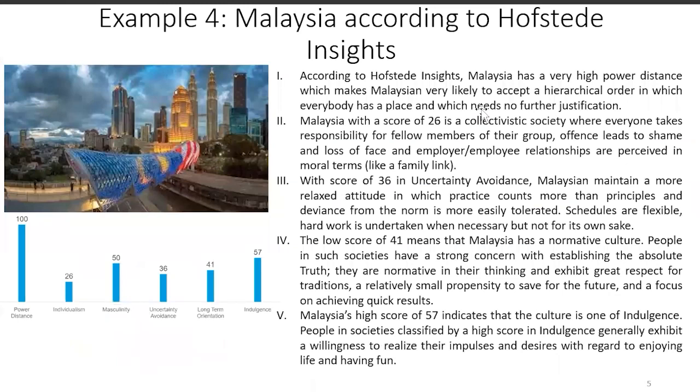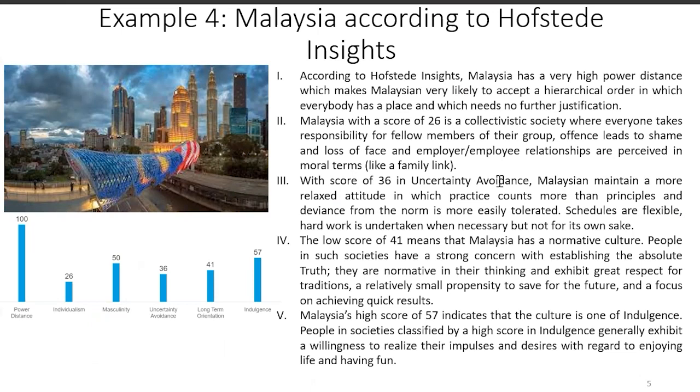Next one is Malaysia. According to Hofstede Insights, we have a high power distance, which makes Malaysia more accepting towards hierarchical order. Everybody has a place and needs little justification for it. Malaysia has a 26 score in individualism, which means it is a collective society. We can see even when addressing strangers here, we call them brother, sister, even uncle and aunties, even though we don't know their names that well.